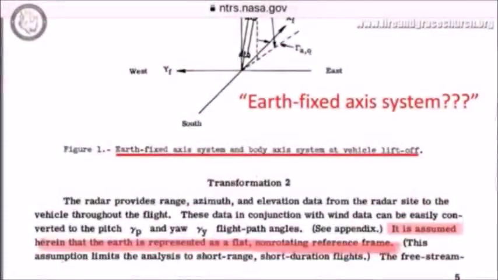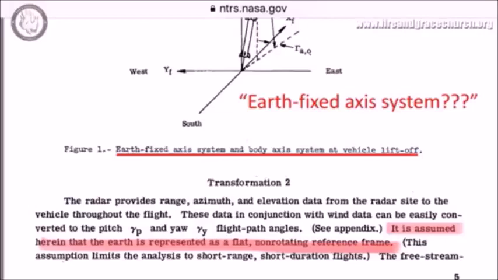It is assumed herein that the Earth is represented as a flat, non-rotating reference frame. Yet they're going to tell us snipers have to adjust for shooting a 1,000-yard shot that takes about 2 seconds, maybe less than that. But you don't have to calculate the Earth's spin for an aircraft, for a helicopter, a drone. The space shuttle, I'll show you that in a minute too. Let's keep going.